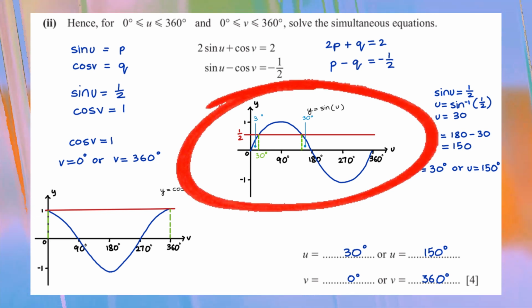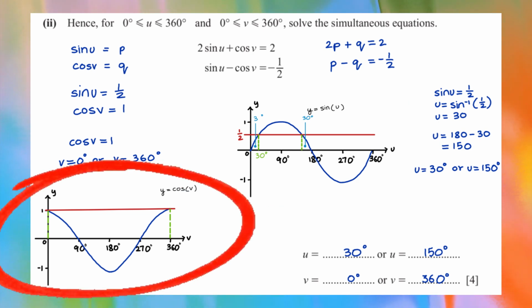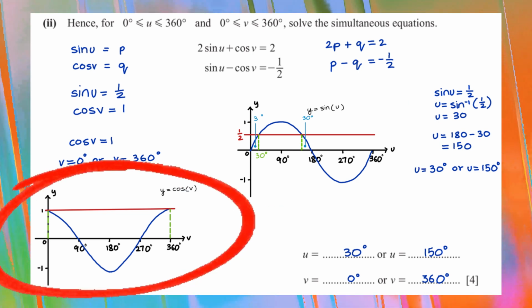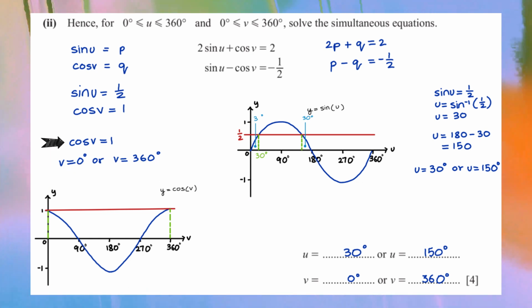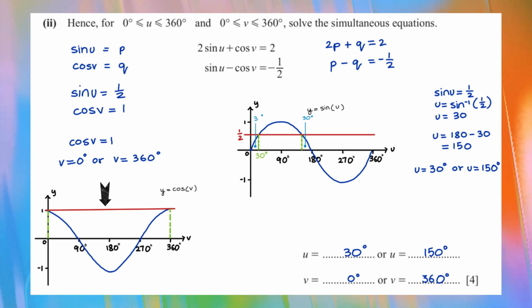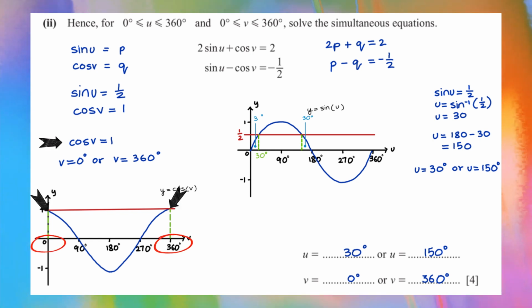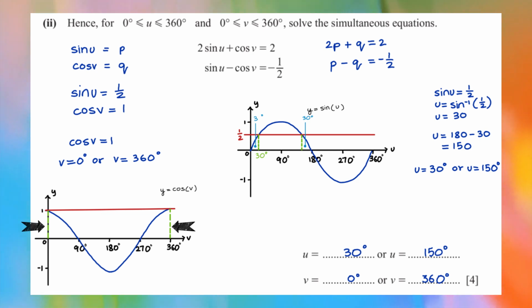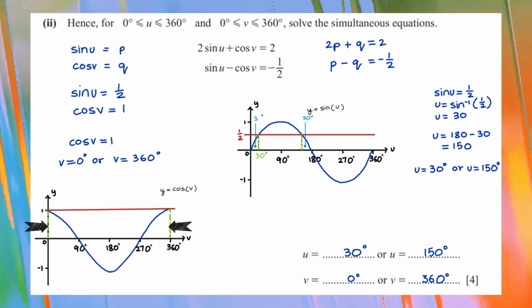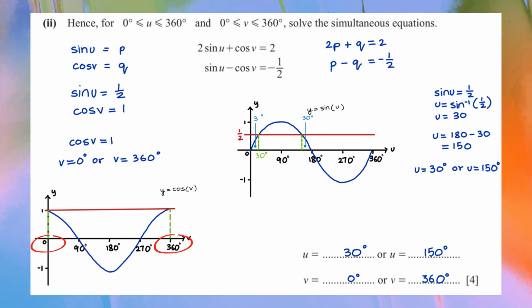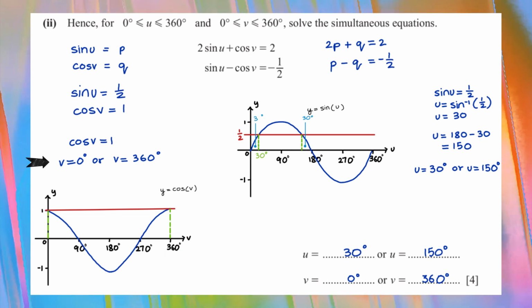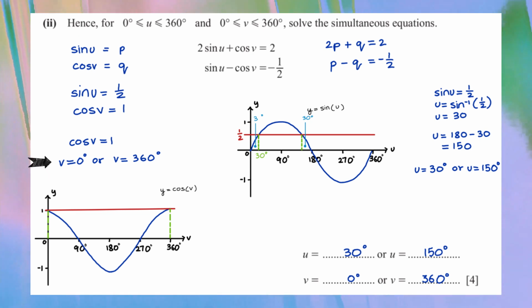To do that, I've sketched the graph of y equals the sine of u, where the x-axis is in terms of u, and I've also sketched the graph of y equals the cosine of v, where the x-axis is in terms of v. Now let's solve for this equation first. Draw a line across the graph from 1 on the y-axis. I've drawn this line in red color here. The v-coordinates of the points of intersection of this graph and the red line are the solutions to this equation. These green dotted lines from the points of intersection to the v-axis show the v-coordinates of these points of intersection respectively. As you can see, the v-coordinates are 0 degrees and 360 degrees. So v equals 0 degrees or v equals 360 degrees.